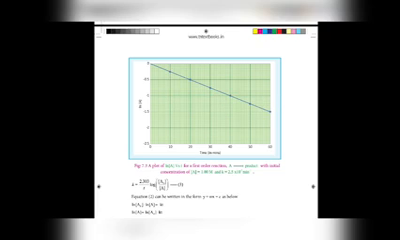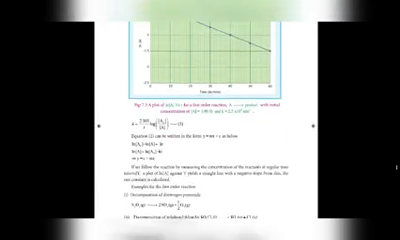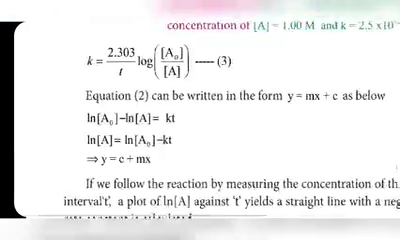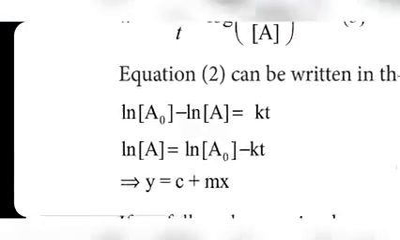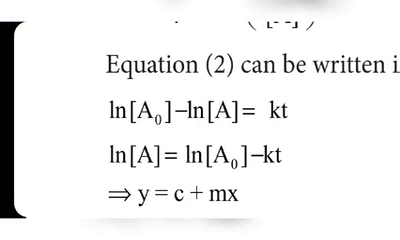That slope is equal to, see this here, we are comparing these two equations. From this equation we can get m is equal to k. Slope means m. If you find out the slope, that is equal to the rate constant. So from the slope of the line we can determine the rate constant.